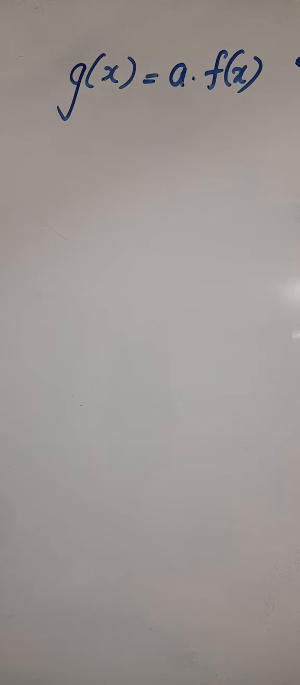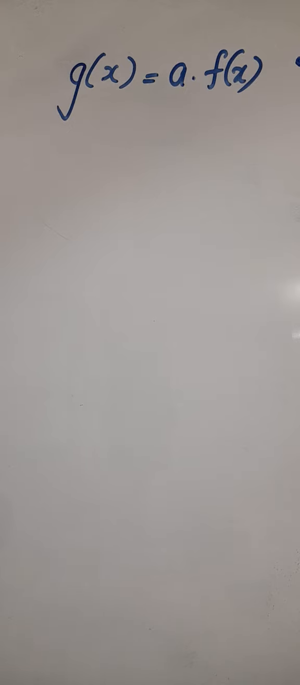Let us consider transformations of the form g of x equals constant times f of x. To understand this transformation better, let us consider an example. Consider f of x to be equal to x square. We know that this is a parabola. Let us construct the parabola x square. We know that it is symmetric with respect to y-axis.